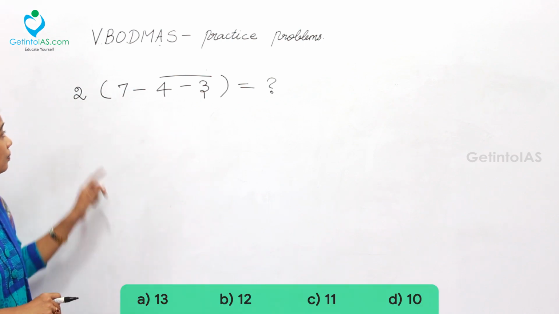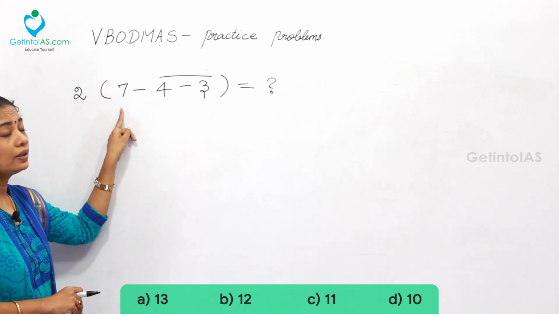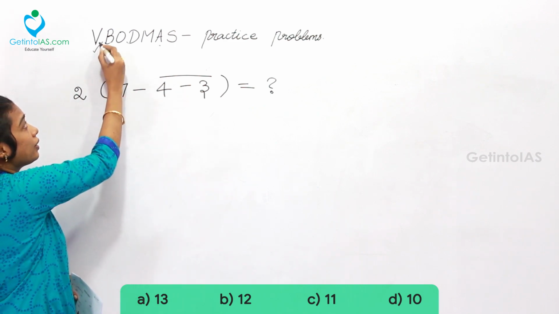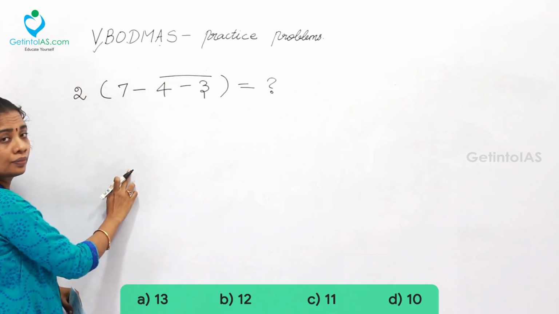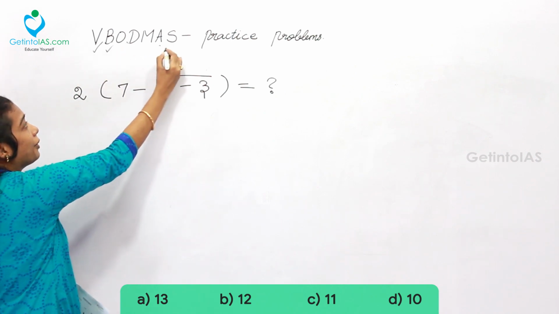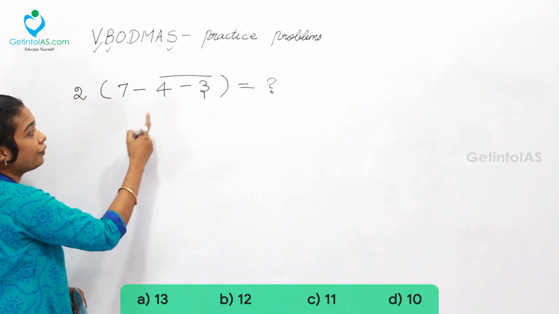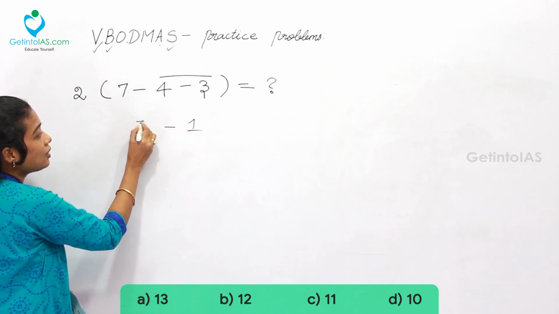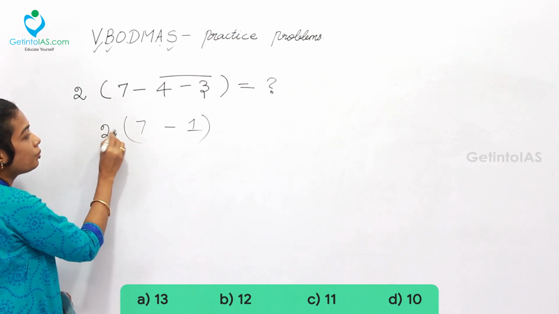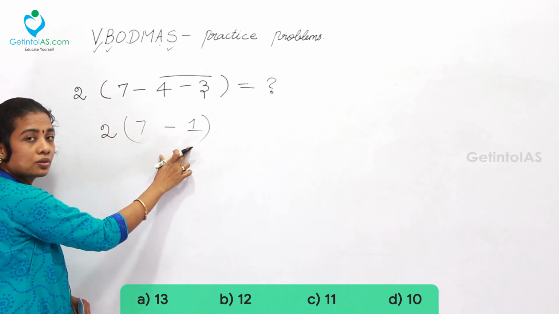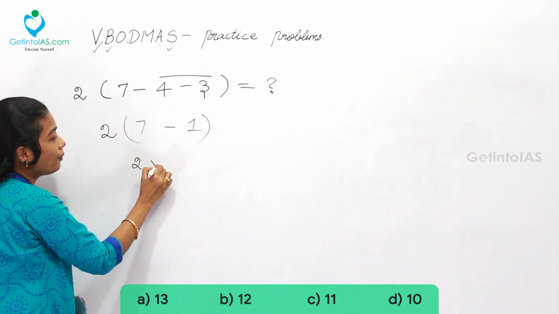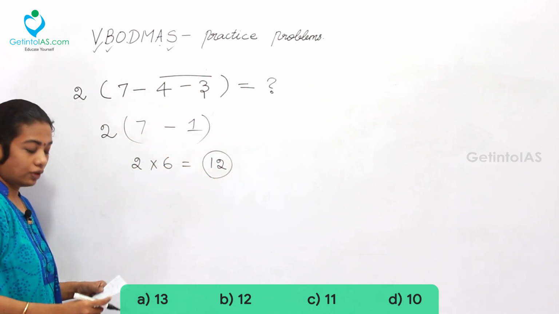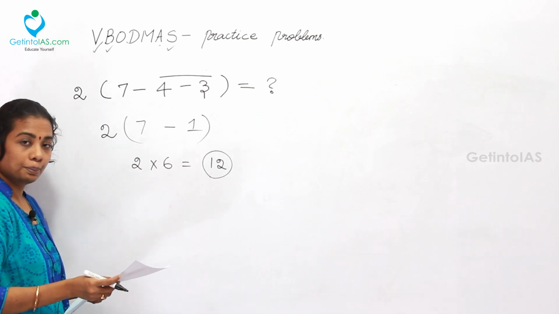The next problem, that is 2. Within the small bracket, 7 minus 4 minus 3. So here what we can find is a vinculum after the bracket, after subtraction. So first of all, you want to solve the vinculum. 4 minus 3, which is 1. Afterwards, you can take the minus with 7. Now 2 is to be multiplied at last. So 7 minus 1 is simply 6. 2 into 6 is the final answer. So answer for this question is 12, which is given in option B.